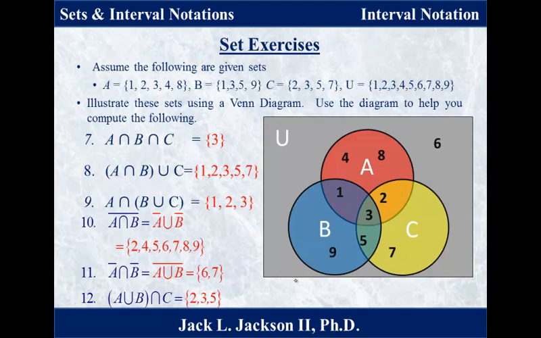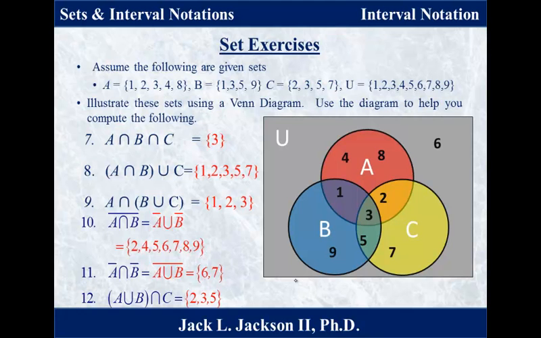Okay, so let's see. We've seen that the triple intersection is the middle here with 3. We've seen if we take A intersect B and union that with C, A intersect B is 1 and 3. Union that with C, we get 1, 2, 3, 5, and 7. And number 9, we want to take B union C first. That gives us 1, 2, 3, 5, 7, and 9. And we want to see where that overlaps with A, and so that's 1, 2, and 3. The set containing 1, 2, and 3.